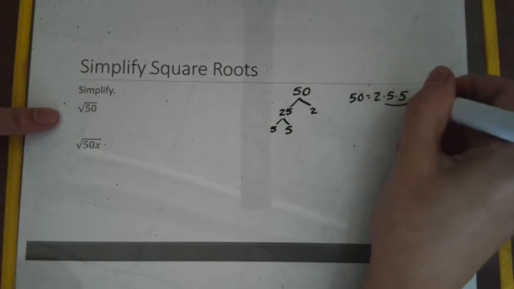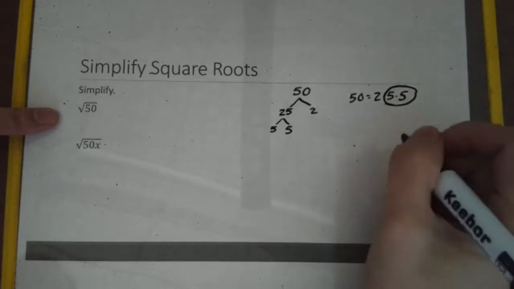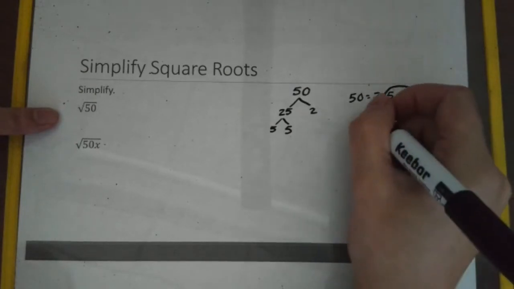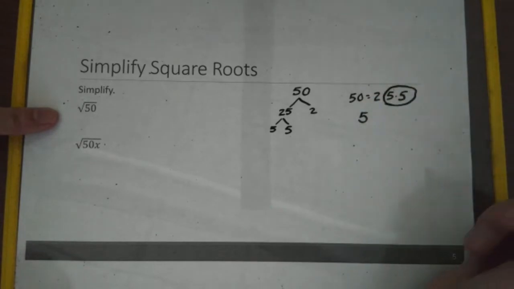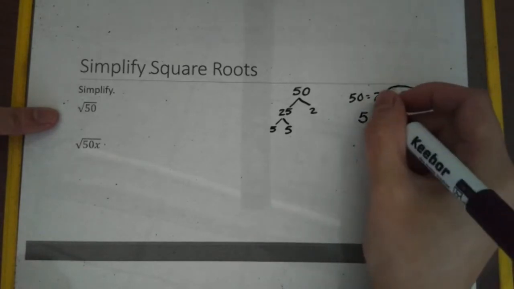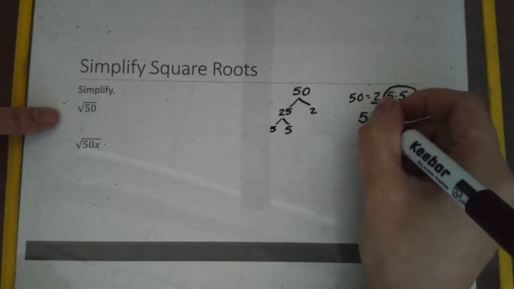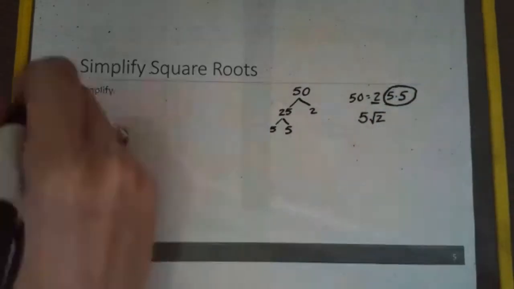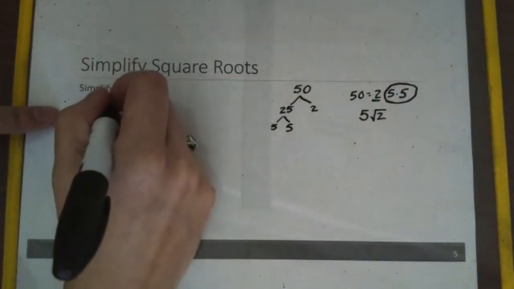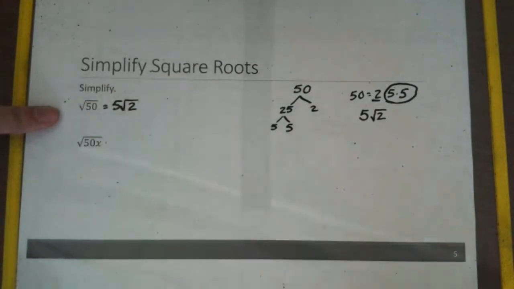Anything that pairs up, in this case I have a pair of 5s, they come together as one outside of the radical, and then anything that doesn't pair up, the 2, stays underneath the radical. So the square root of 50 simplifies to 5 times the square root of 2.